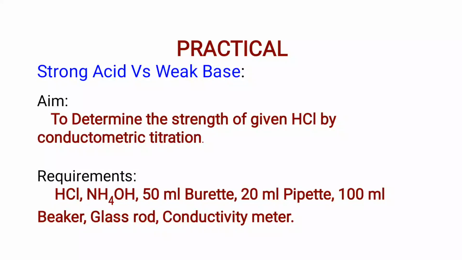Now let us come to the practical session. Strong acid versus weak base. The aim is to determine the strength of the given hydrochloric acid by conductometric titration. Requirements for this experiment: hydrochloric acid, ammonium hydroxide, burette, pipette and beaker, glass rod, then a conductivity meter with a cell.